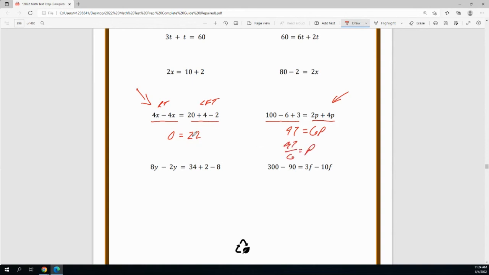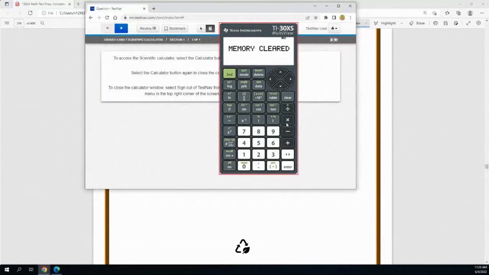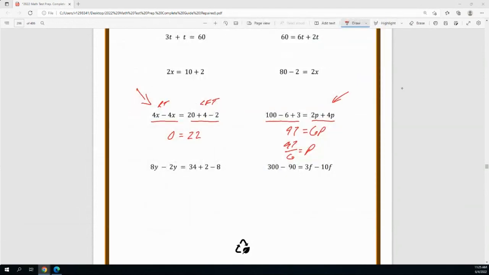Uh-oh, we're going to need the calculator for that one. Let me go ahead and pull it up real fast. I'm going to leave it up so we can check ourselves. Okay, so 97, or I'm sorry, 96, right? Yeah, 97. So 97 divided by 6 is going to leave me 16.16 repeating. So 16.16 repeating is equal to p.